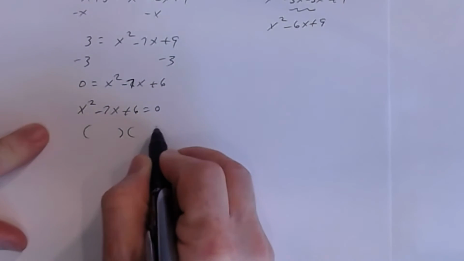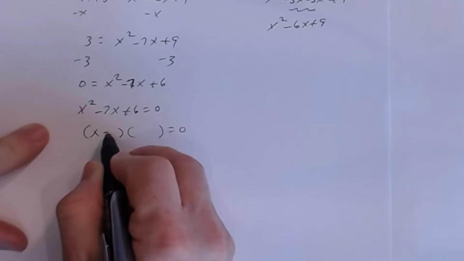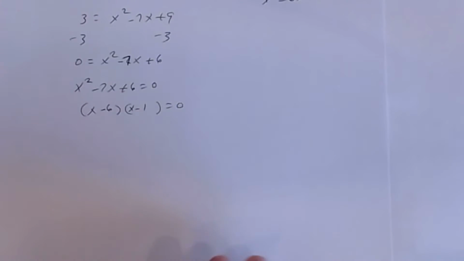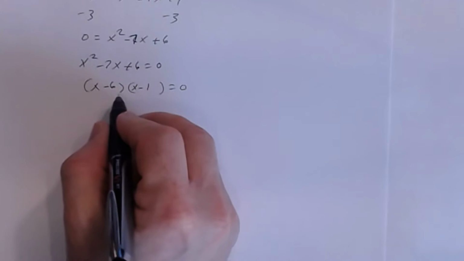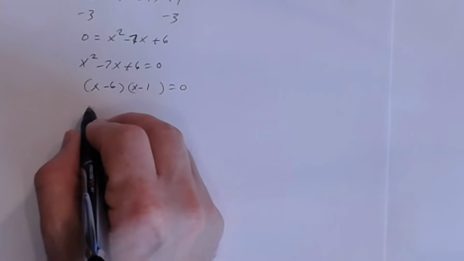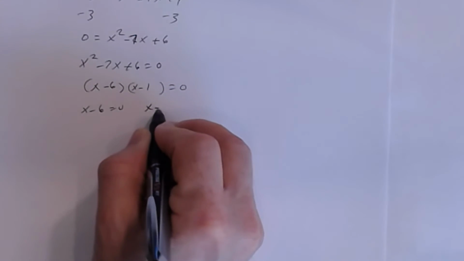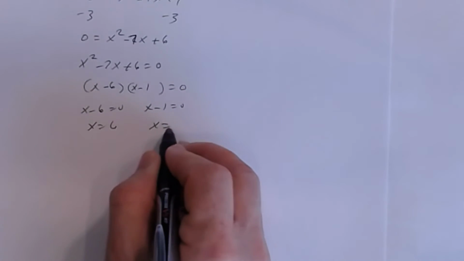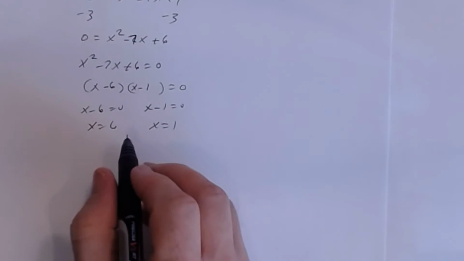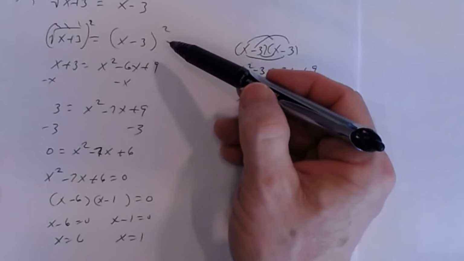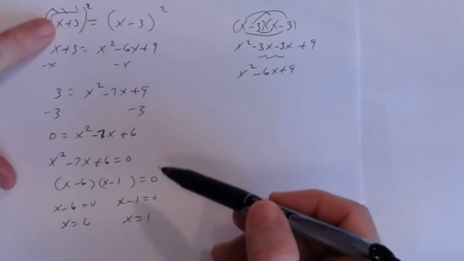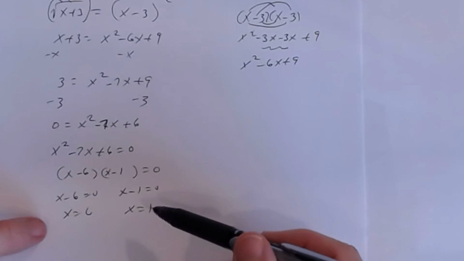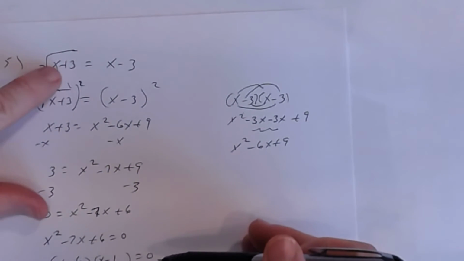Okay, factoring, I get x minus 6 times x minus 1 equals 0. Okay, and then I'm going to set each factor equal to 0. So I get x minus 6 equals 0, x minus 1 equals 0. And so I get x to be 6 and x to be 1. All right, now remember, you raise both sides to an even power. So you have to check for extraneous solutions. So you got to check both of those into the original.